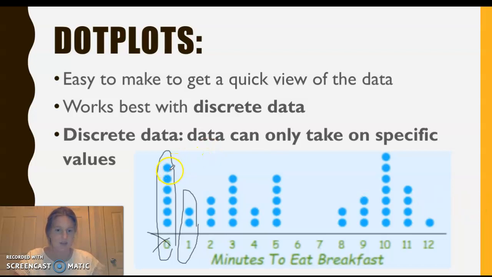The dots represent the people, and here we have the number of minutes it takes to eat breakfast on our axes. Okay, dot plots are pretty straightforward. Again, easy to get a quick view of the data. Right, we realize no one's taking between 6 and 7 minutes to eat breakfast. Could be a good observation.